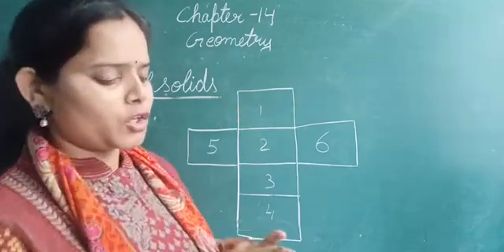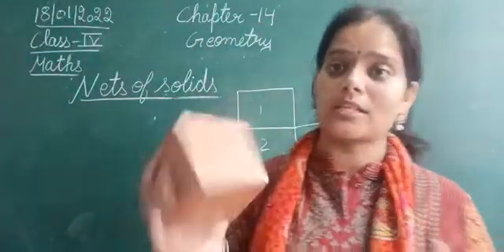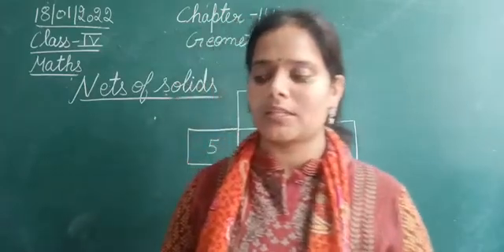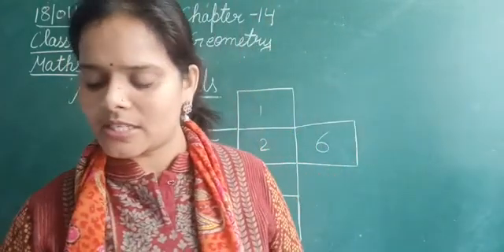So when we open a cube or a cuboid, if we have a box and we open it completely, that will be the net. Okay, now let's take one more example.